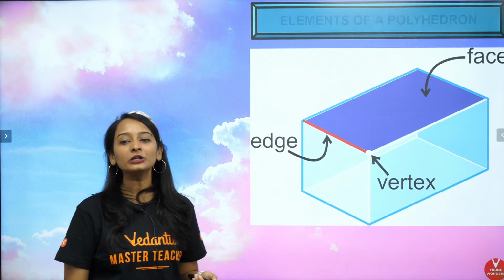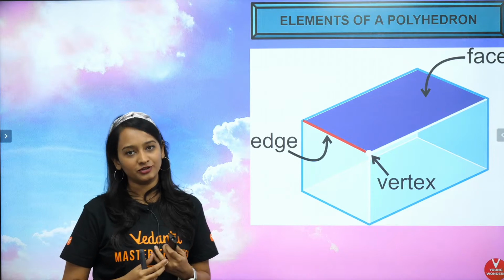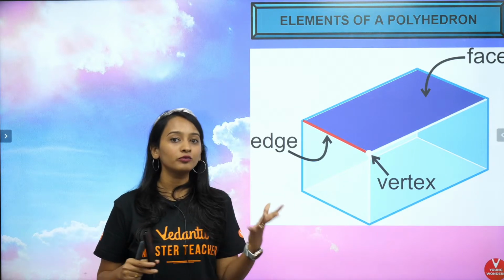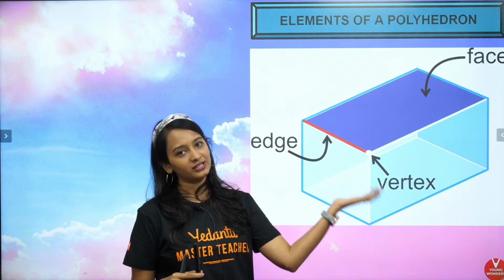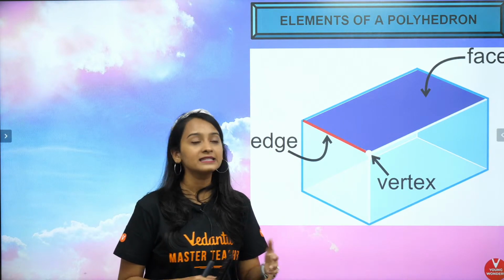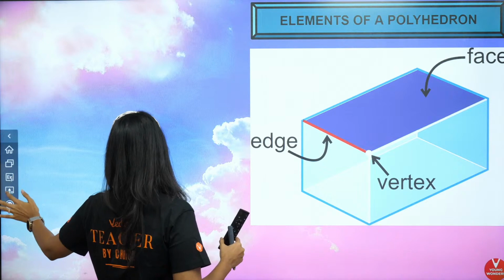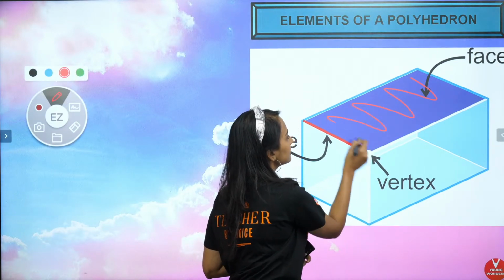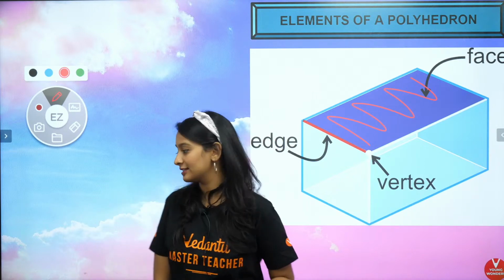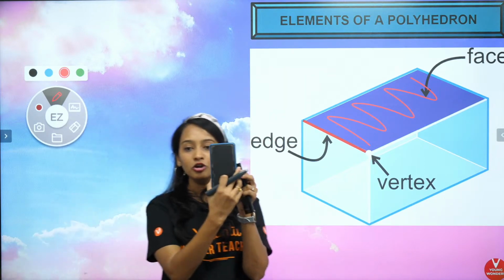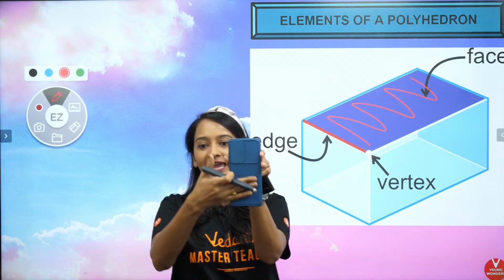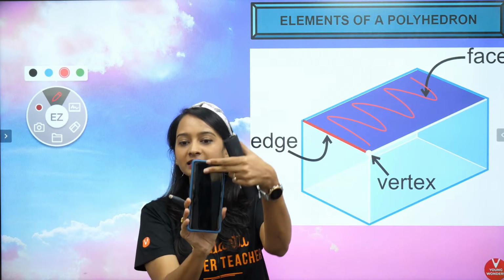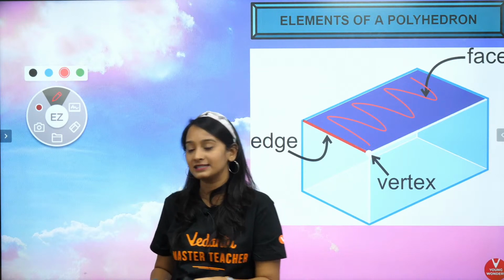Let's move into the elements of a polyhedron. So what are the elements? A polyhedron is 3D, so what do we have? We have faces, we have edges, and we have vertices. Faces are nothing but the entire surface. As you can see, this entire surface is called a face. When you take a phone, this entire screen is a face, right?